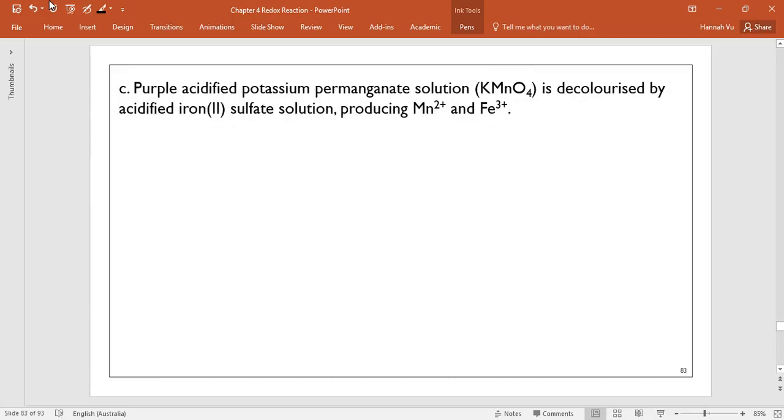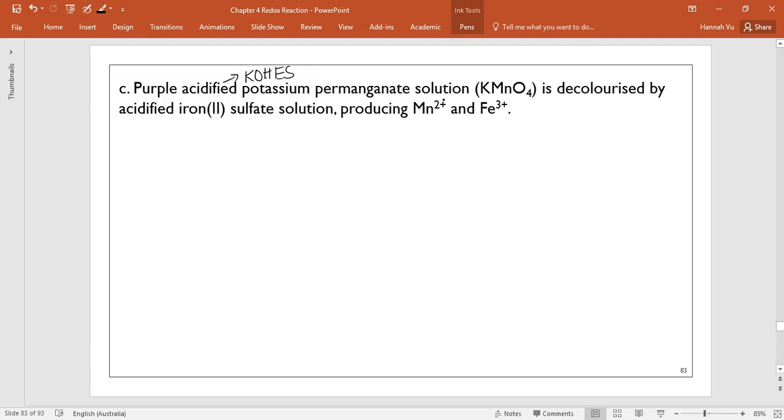And then we have part C. Oh, they tell you it's purple. I'm not sure why we need to know that for the question, but it is purple and it is acidified. What tends to happen when you want to acidify this is you just add some hydrochloric acid into the solution.